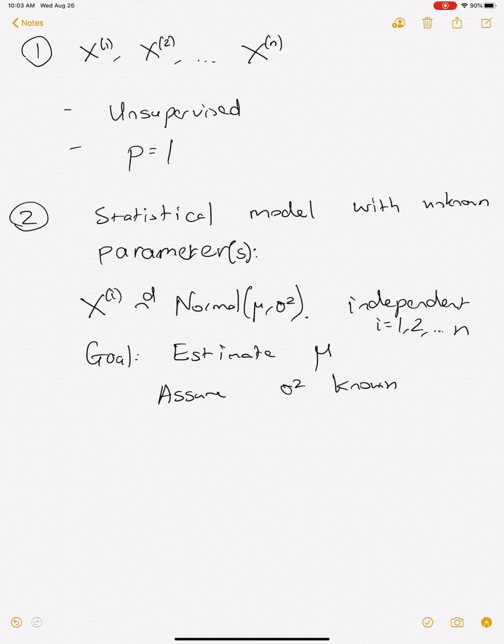And so this is a very canonical example in statistics. And for those of you who've seen 310 or something equivalent, this is a very simple setup, where we're trying to estimate a mean parameter from sample data. Okay.